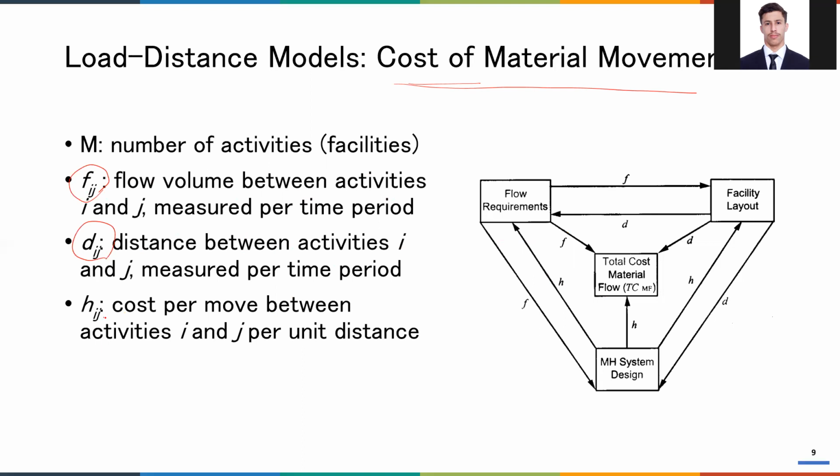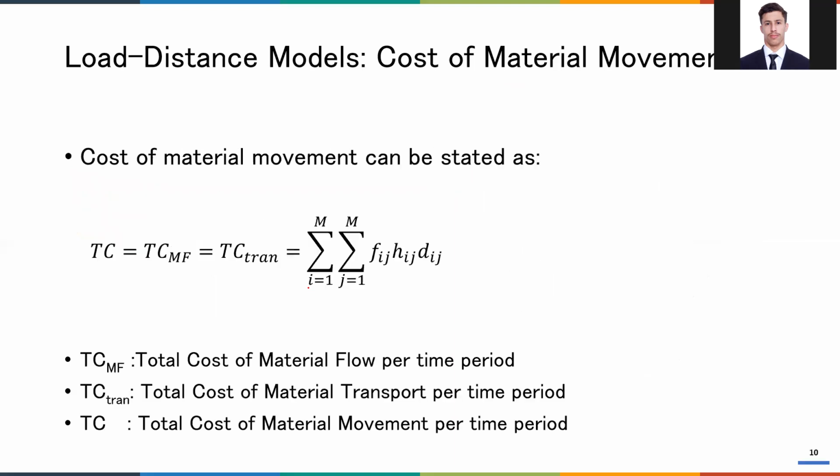And also, if it's possible, sometimes a company or industry also has the calculated cost per move between one activity to another activity per unit distance. So to calculate the cost of material movement, we basically just multiply all the factors, which is the flow, and then the cost for material handling, and also the distance.